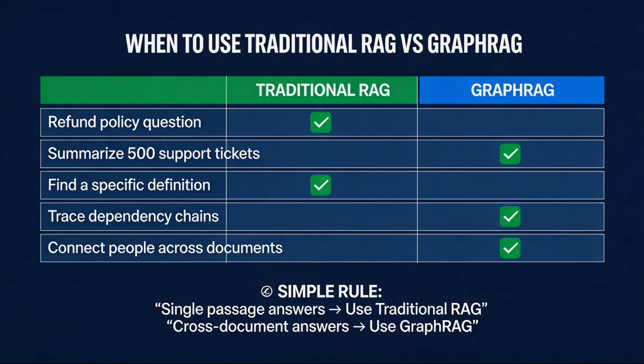But if you need to connect information across multiple documents, summarize themes across 500 tickets, trace dependency chains, find relationships between people or systems, GraphRAG is your answer. The smartest teams use both. A routing layer analyzes each query and decides which strategy to use. Local factual questions go to vector search. Global analytical questions go to graph search.